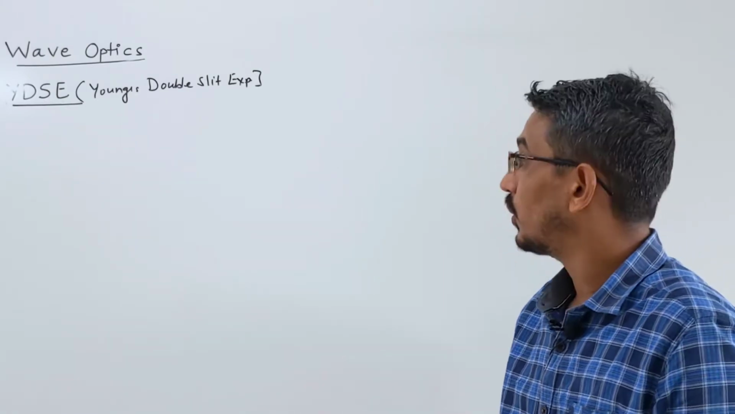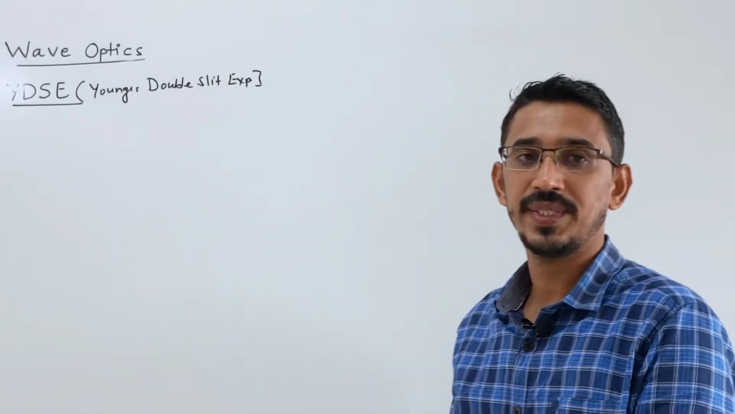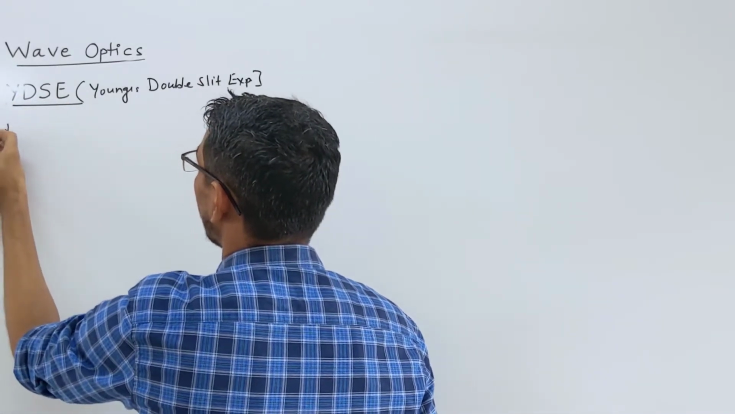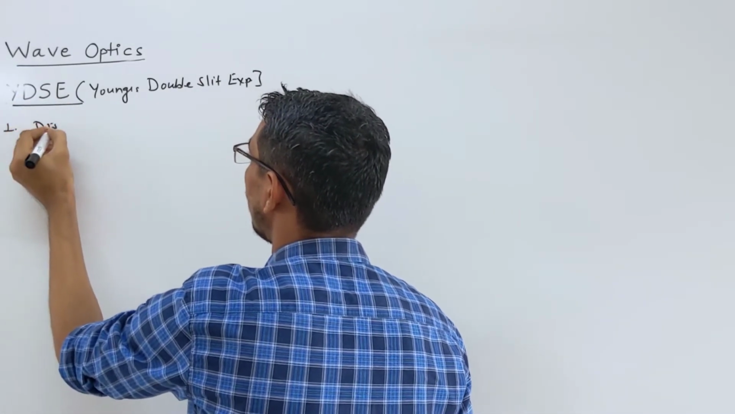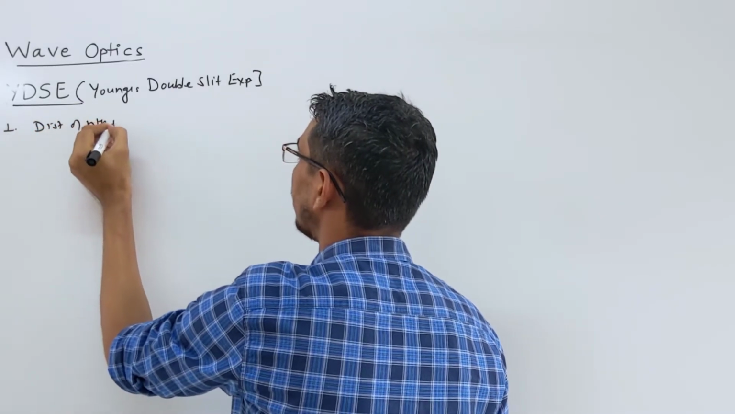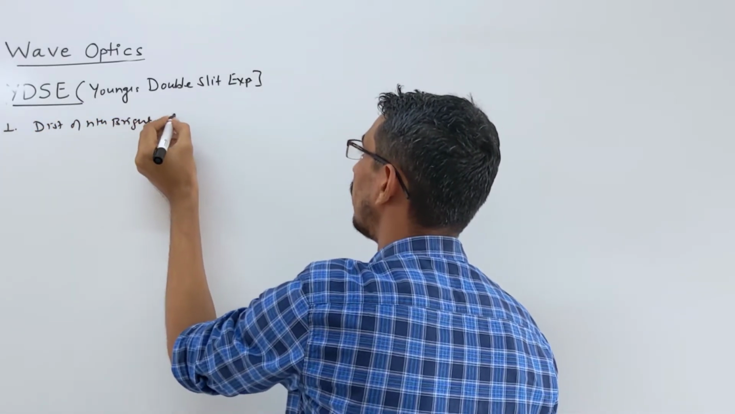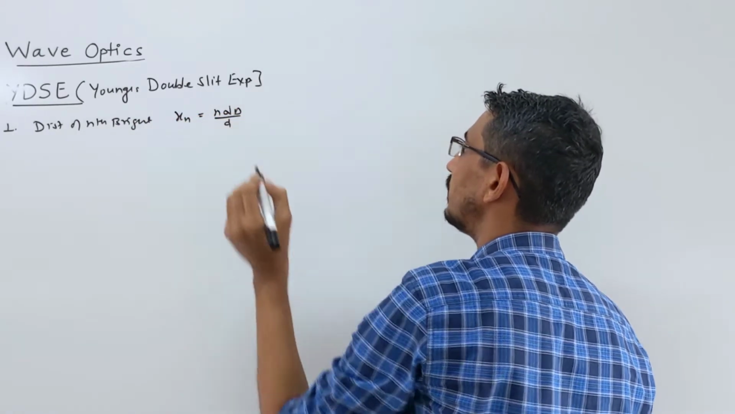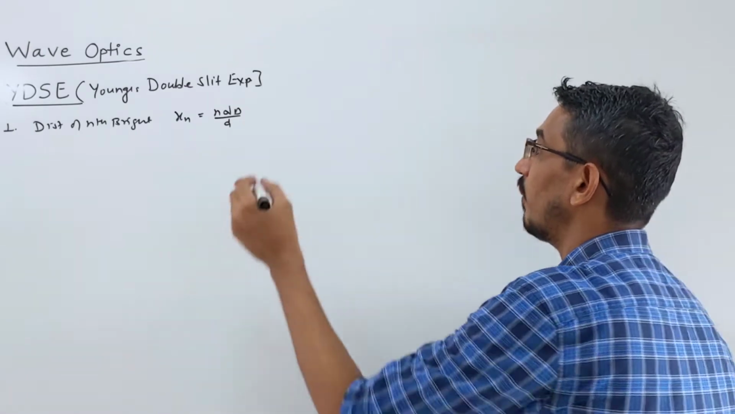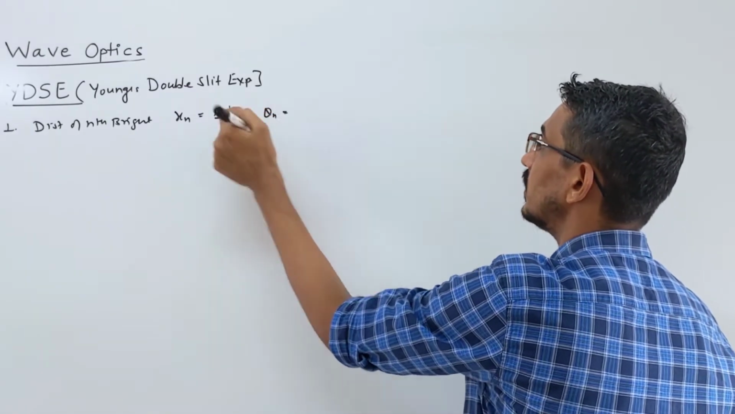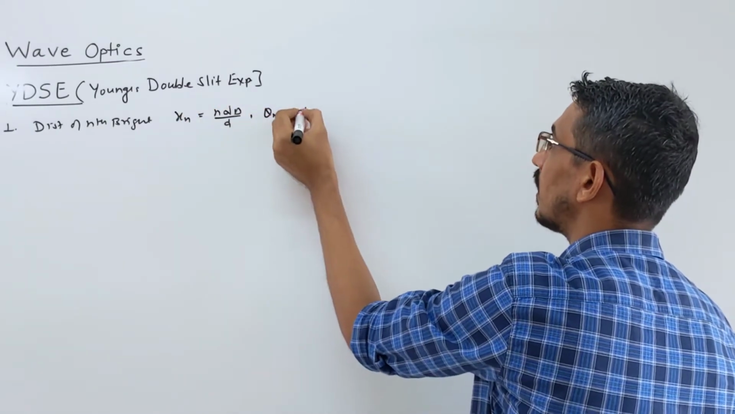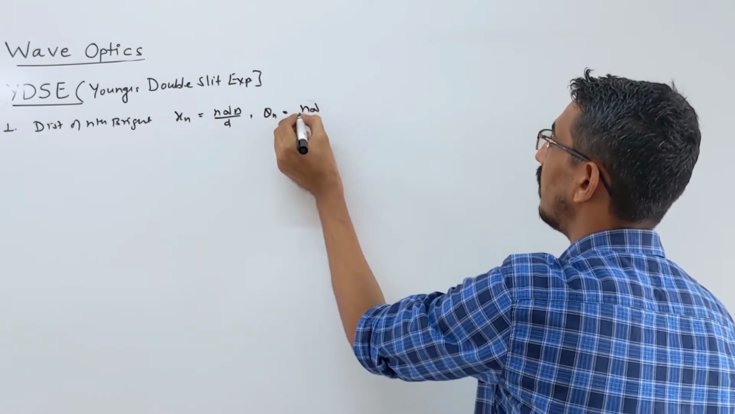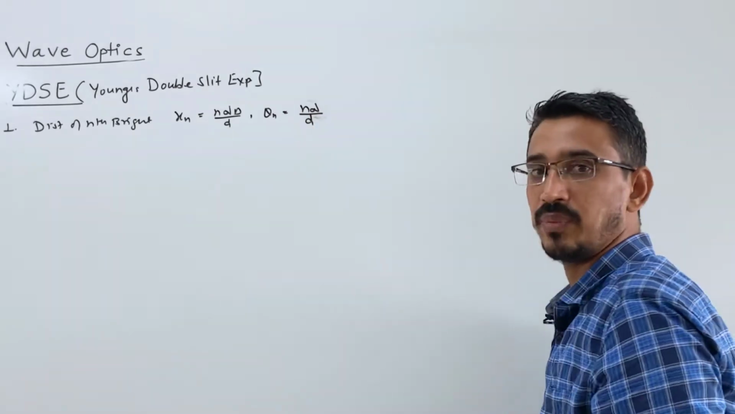I will continue with small points about YDSE. Once more, the 3 points you have already learned, I am writing them here one by one in shortcut. You have learned the distance of the nth bright fringe: n lambda D by d. This is linear. If they ask for the angular position theta of the nth, you just bring D down here, so it is n lambda by d. This is the angular position.